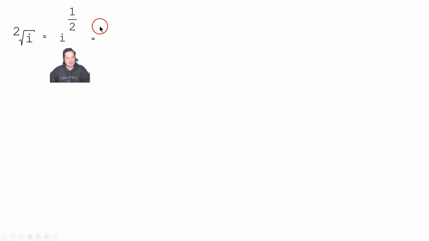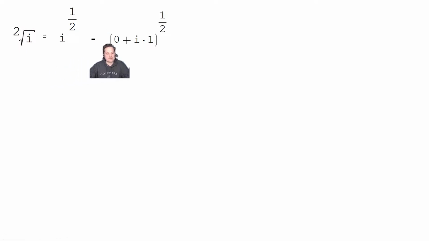But then after that, I'm going to rewrite this again as follows. 0 plus i times 1, the whole thing raised to the 1/2, because 0 plus i times 1 is just i in the first place anyway. The only difference is this shows something that's useful. Like, for example, that 0 that you see above my head, that's just x essentially, and then that value is y. So you have a complex number.